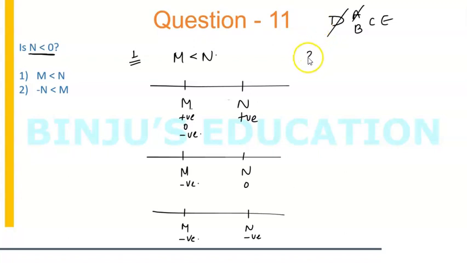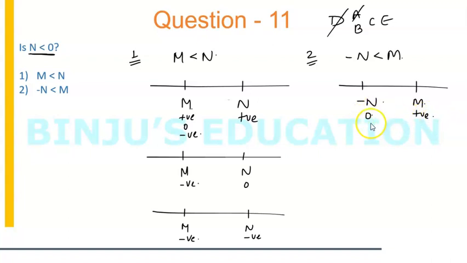Okay. What about the second statement? Second statement says that minus of n is less than m. So I'll basically have m on the right and minus n on the left. So I can have m as positive. In that case, minus n can become 0 if n is 0. Minus n can become negative when n is positive. Minus n can also become positive when n is negative.